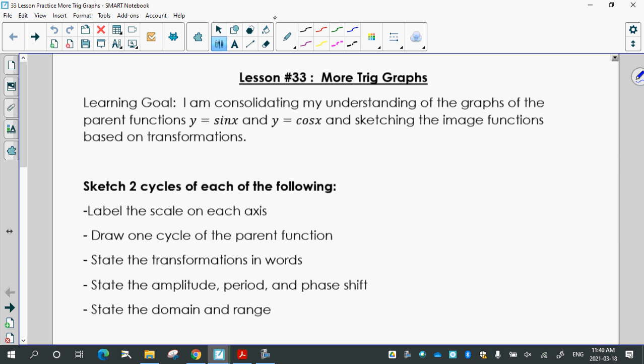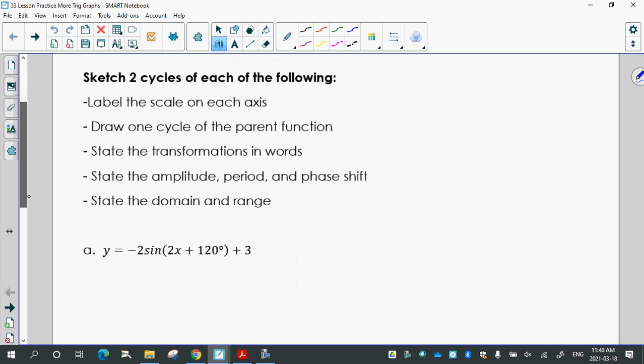So sketch 2 cycles of each of the following. Label the scale on each axis. Draw 1 cycle of the parent function. State the transformations in words. State the amplitude, period, and phase shift. Show mean and range. Okay. So it kind of gives you an order of what to do.